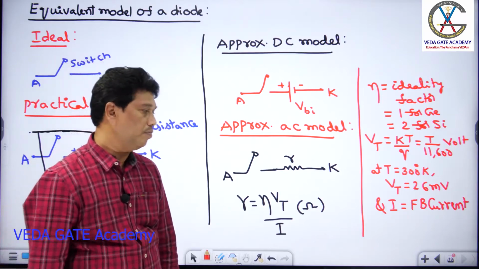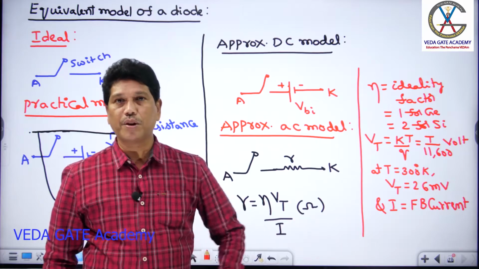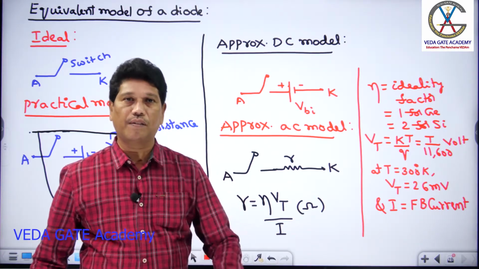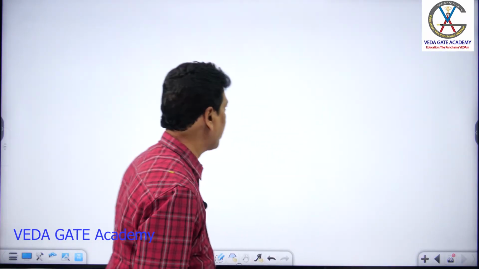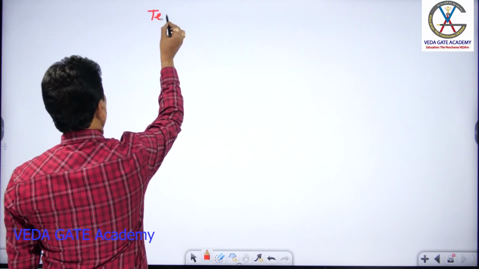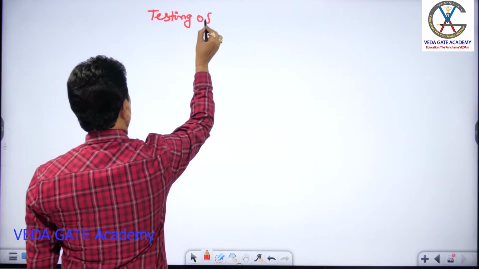Okay. Now, how do you know whether the diode is on or off in a given circuit? Now I can examine the testing of a diode, whether it is on or off. Let us see these things. So, testing of a diode, now I can go.